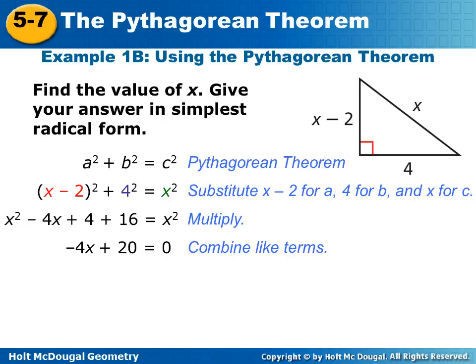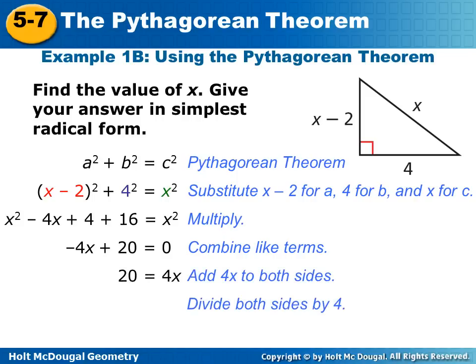By subtracting x squared from both sides, the x squareds disappear, leaving us with negative 4x, and 4 plus 16 simplifies to 20. Adding 4x to both sides, we get 20 equals 4x, and dividing both sides by 4, x equals 5. If they asked you to find the missing sides, one would be 5 and the other would be 3, because 5 minus 2 is 3.